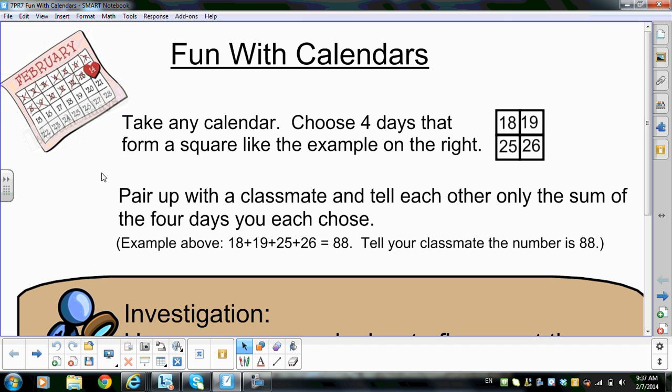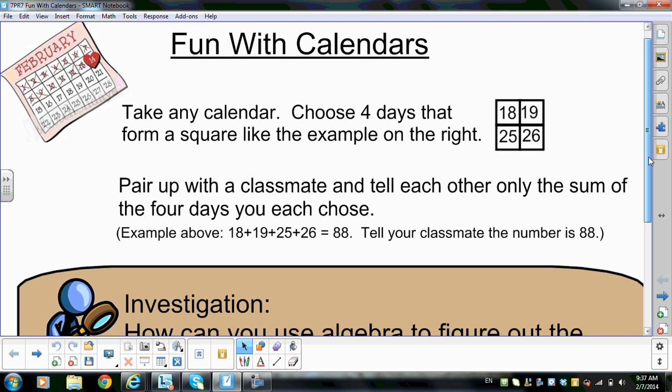Take any calendar you want, any month of the year. Because it's February, I'm going to use the February calendar, just the one that's in the example right here. It doesn't have to be the current year. I'm going to choose 4 days that form a square, like the example on the right. So I picked 18, 19, 25, and 26.